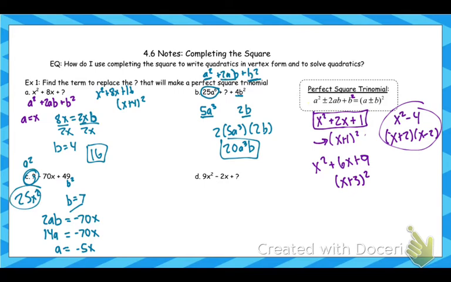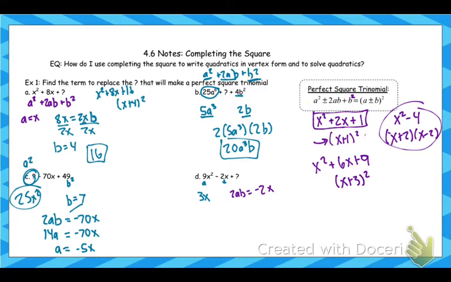All right, then looking at the last one, again, let's find a. So the square root of that is 3x. Sorry, I said cube root, it's square root. My 2ab is negative 2x.